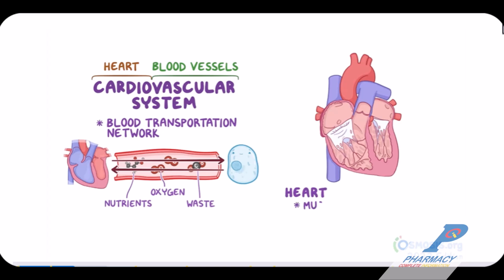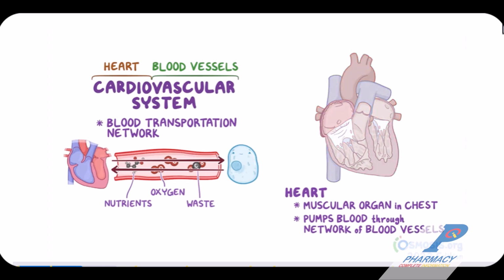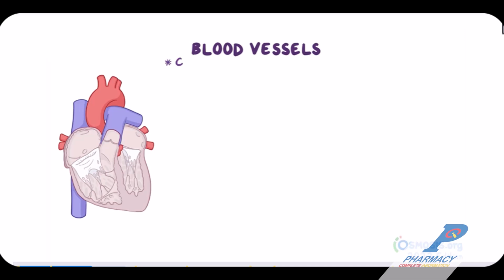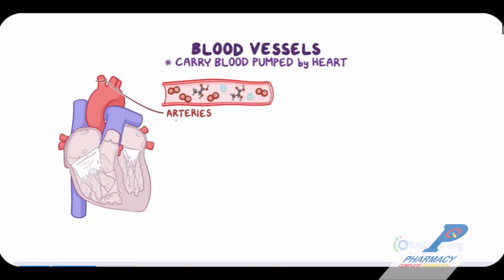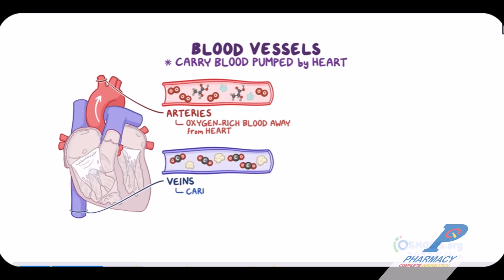The heart is a muscular organ that lies in the chest, and it pumps blood through the network of blood vessels in the body. It's composed of four chambers, a right and left atrium, as well as a right and left ventricle. Next are the blood vessels, which are tube-like structures that carry the blood being pumped by the heart. Arteries are the blood vessels that carry oxygen-rich blood away from the heart to supply the body with oxygen and nutrients. And veins carry carbon dioxide-rich blood and waste products from other parts of the body back into the heart.